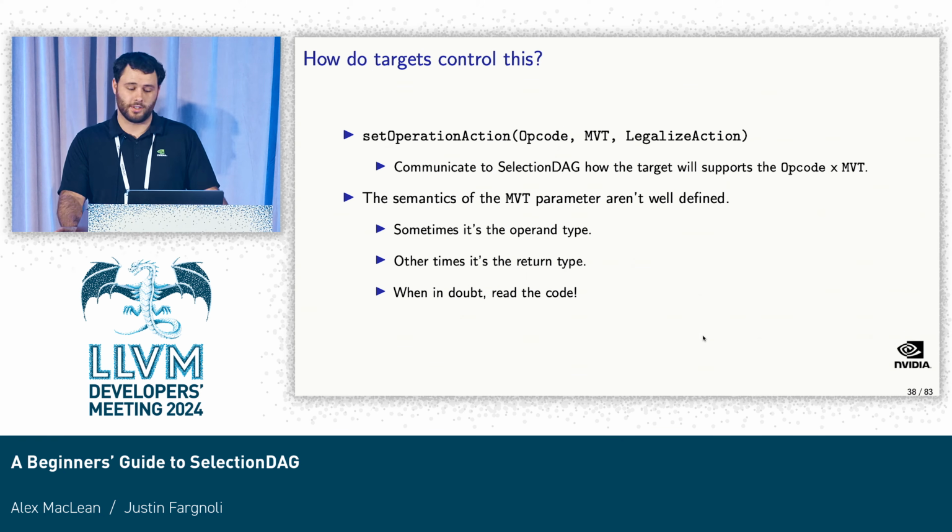How do targets control this? SelectionDAG provides the setOperationAction function. Targets call this function for a particular opcode and MVT and communicate to SelectionDAG what legalization action should be performed for that opcode and MVT. An important side note, the semantics of the MVT parameter aren't well defined. Sometimes it's the operand type, sometimes it's the return type. When in doubt, it's always safest to just read the code.